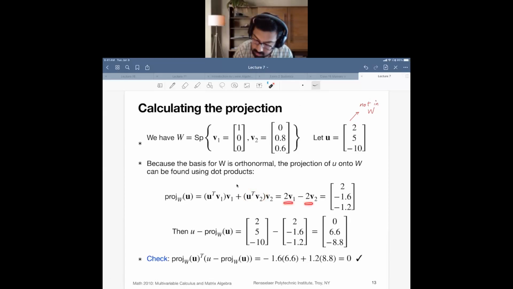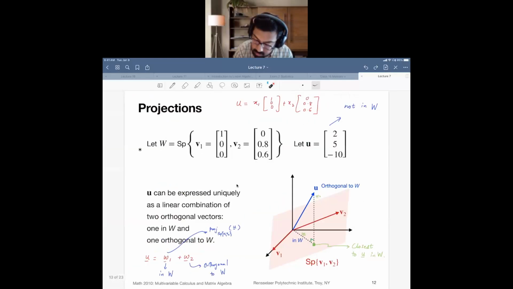That'll give you 2 times V1 minus 2 times V2. Where is this 2 coming from? Well, if you know U, find the dot product with V1, you get 2. And similarly, if you take U, find the dot product with V2, you get negative 2. So what you can say is the projection of U onto W is a vector which is 2V1 minus 2V2, right? So if I go back here, if you did 2V1, you get there. You get 2V2, you get there, right? If you subtract them, that will give you the projection onto the subspace.